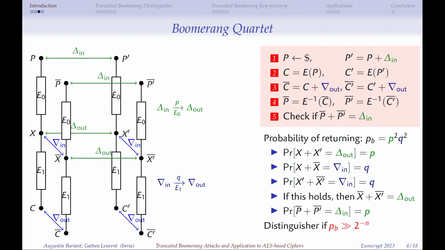And this is interesting because there's a good probability that it actually returns, and you can estimate the probability as P square Q square, and you get this just by looking at the 4 different parts of the cipher. And in fact, this gives you a distinguisher, because if this probability is high enough, if it's higher than 2 to the minus n, then you can just repeat this with many different pairs, and if you see one pair that returns, it means you have your block cipher and not a random permutation.